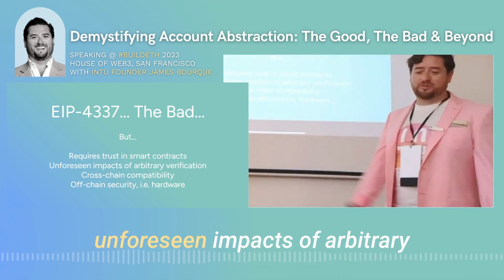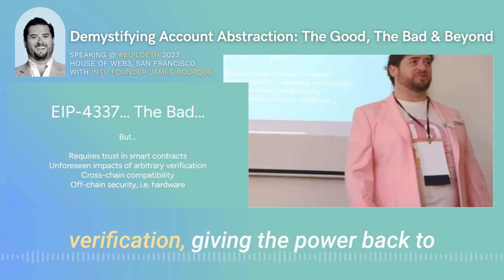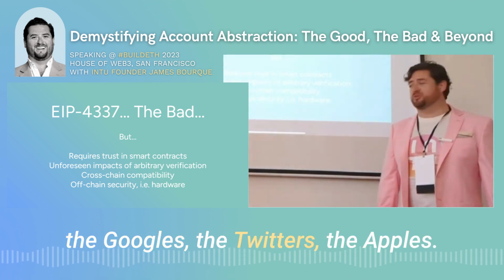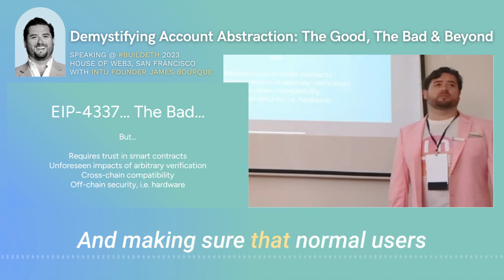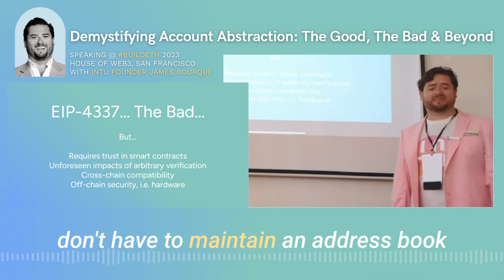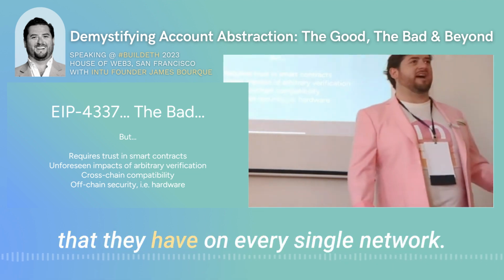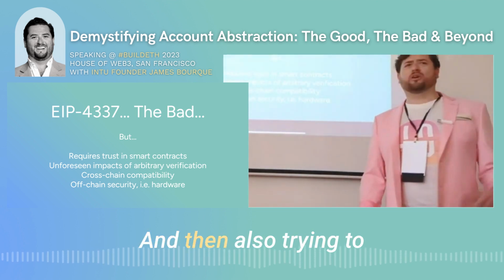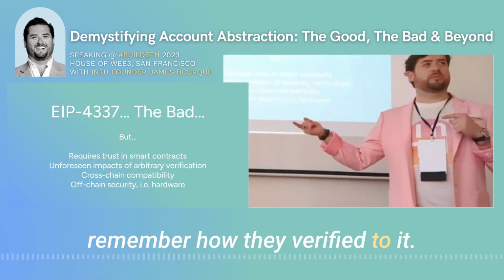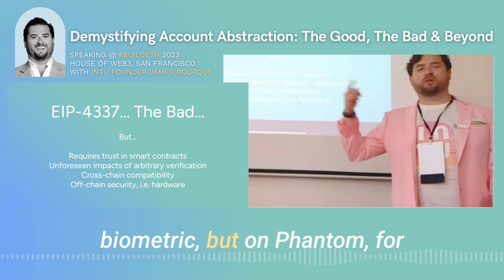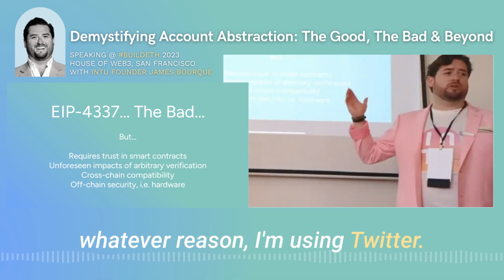Without having to worry about the unforeseen impacts of arbitrary verification, giving the power back to the Googles, the Twitters, the Apples, and making sure that normal users don't have to maintain an address book of every single smart contract address that they have on every single network. And then also trying to remember how they verified to it. So on mainnet, I'm using my biometric, but on Phantom, for whatever reason, I'm using Twitter.